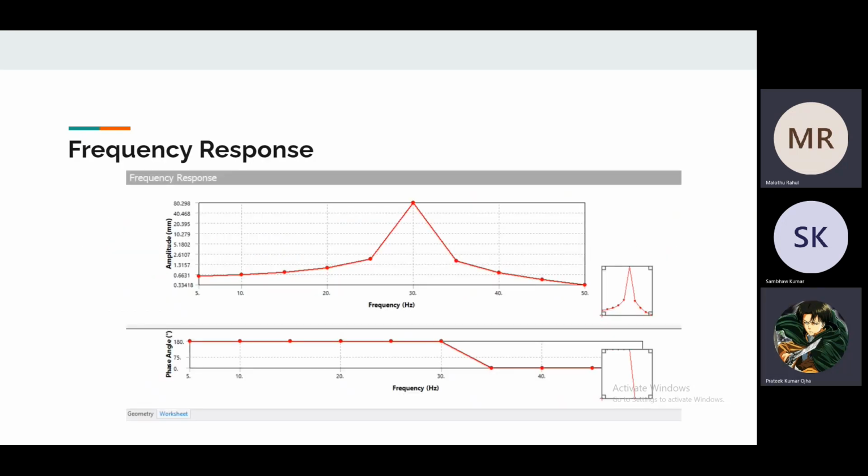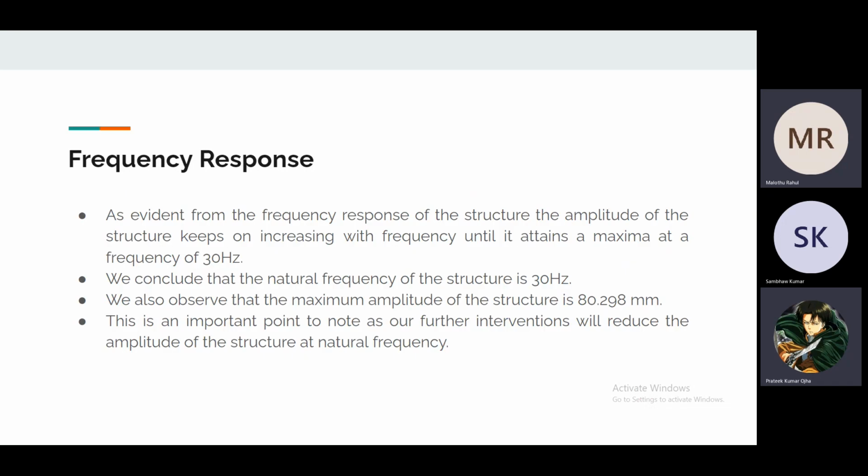Next slide. As we can see from the next slide, the maximum amplitude occurs at the frequency of 30 hertz, which is 80.298 millimeters for the structure, a considerably large amplitude for a structure of that dimension. So next slide. We have concluded that the natural frequency of the structure is 30 hertz, and we have observed that the maximum amplitude of the structure is 80.298 millimeters. This is an important point to note because our future interventions will help in reducing this amplitude only. So next slide.